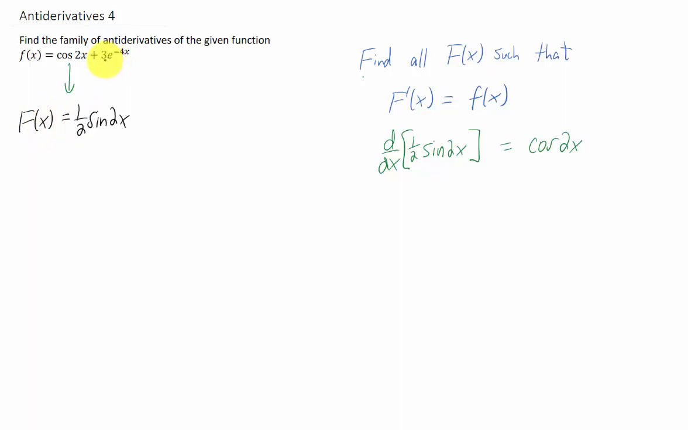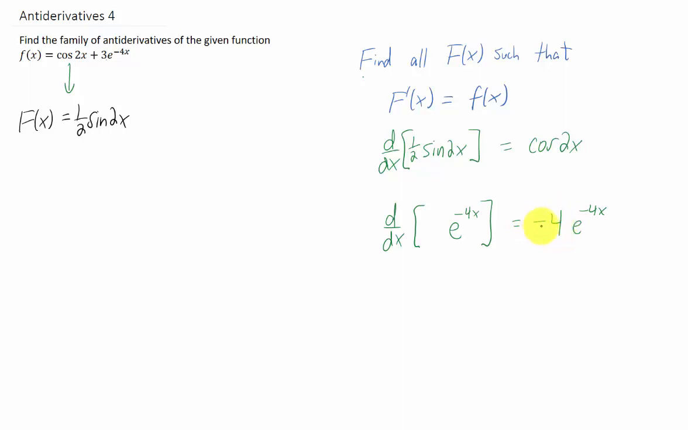Well, then you need to think, what function would have a derivative of 3e to the negative 4x? Well, I don't know about the 3 yet, but I bet it's going to involve an e to the negative 4x, because we know that the derivative of e to the negative 4x is negative 4e to the negative 4x. Okay, that's a true statement, but we don't want this negative 4 here. In fact, we want a positive 3 here. So let's play around with it a little bit.